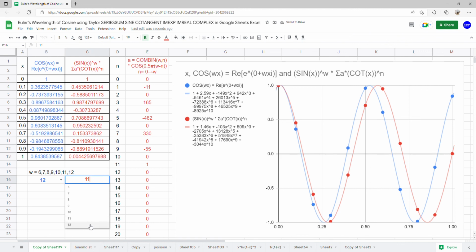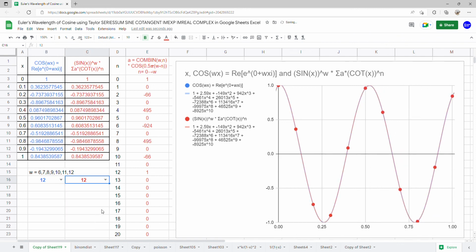it changes to 12. So this completes the use of the SERIESSUM function, the Taylor series sum function of cotangent, and the Euler's IMEXP function to show the changes of the wavelength of cosine.